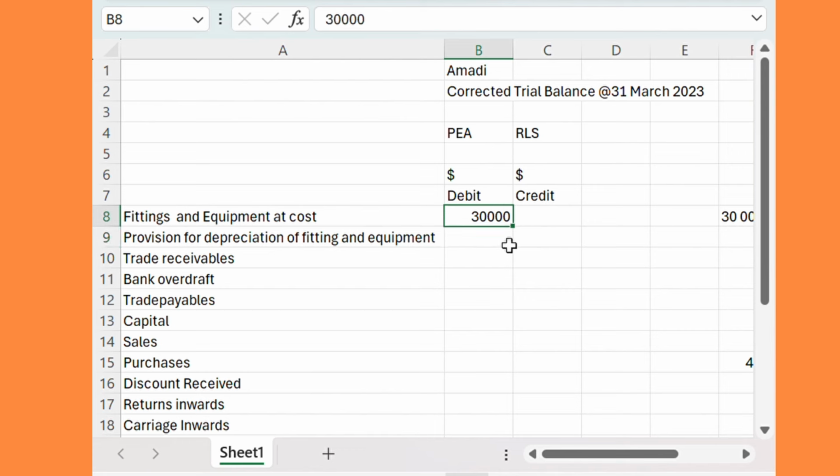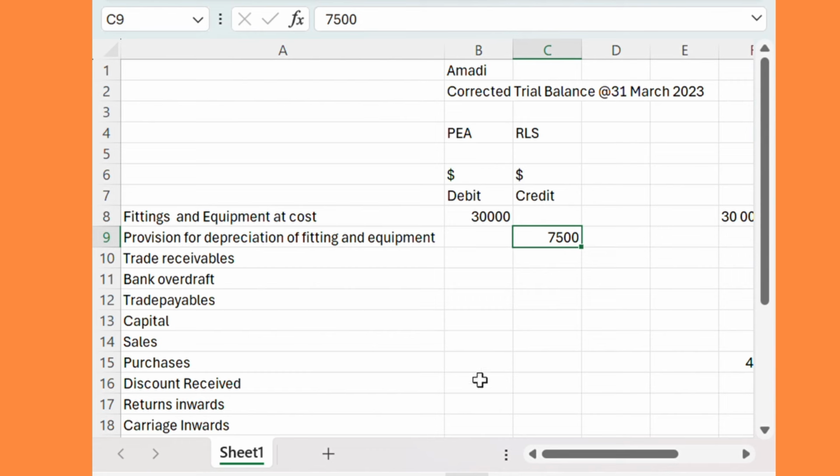We also look at the provision for fittings and equipment. Obviously, if fittings at cost is on the debit, whatever provisions for depreciation are need to be credit. This is because provisions for depreciation reduce the balance, because every year our fittings are losing value because of wear and tear of using it, so it needs to reduce. So it's easier as long as you know that assets go on the debit, then obviously the provisions for it will have to go on the credit to reduce the balance.